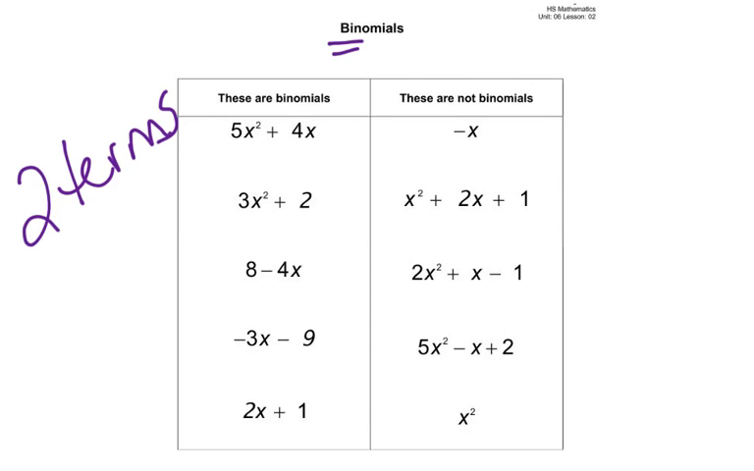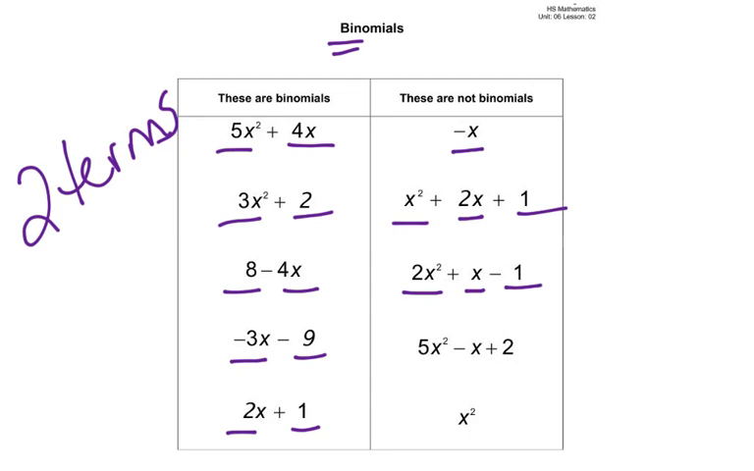Bi means two. Binomial means two terms. Two terms, this is a term, this is a term. Split with either a plus or a minus. 1, 2 terms. 1, 2 terms. 1, 2 terms. 1, 2 terms. Here we have 1, 2, 3. 1, 2, 3. 1, 2, 3, and 1 term. So a binomial has two terms. You're going to have a plus or a minus in the middle.